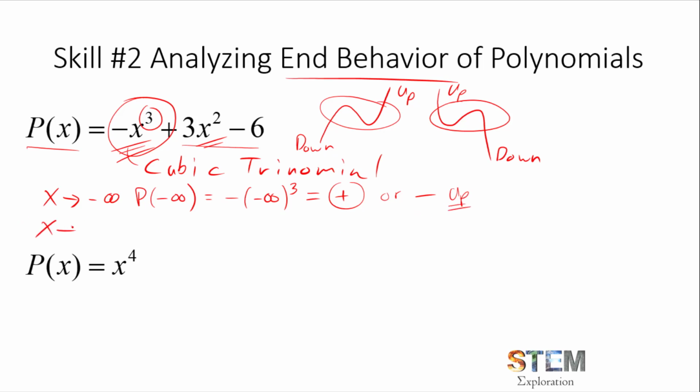And as x approaches positive infinity, you wouldn't necessarily have to do this, but I think it's good to just do this as you're getting started. If you go positive infinity to the 3rd power, a positive number to the 3rd power is still going to be positive, and then you apply the negative sign to it, it will be negative. So you'll end with a down behavior.